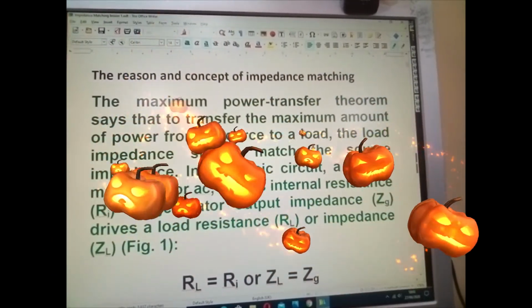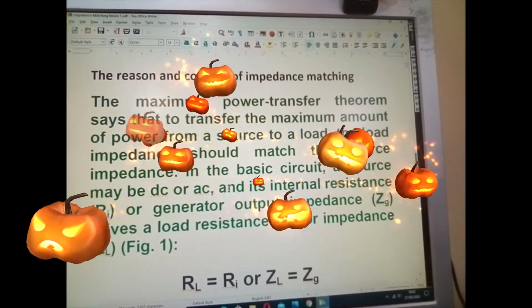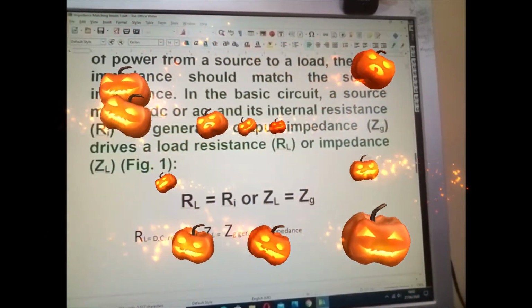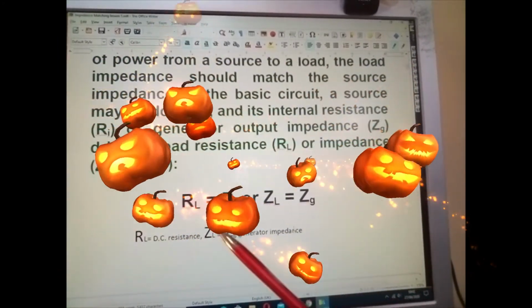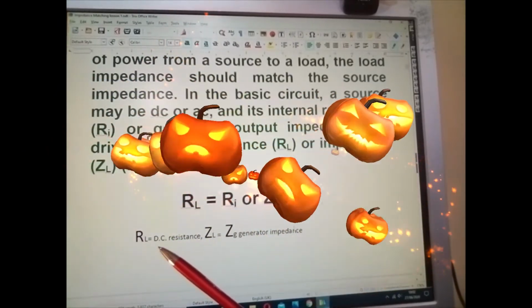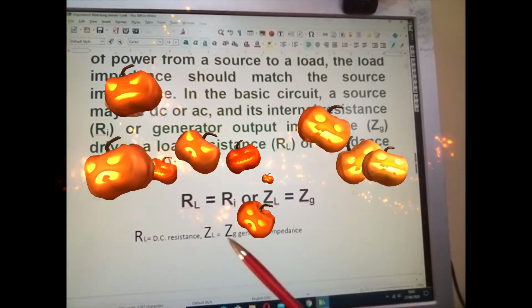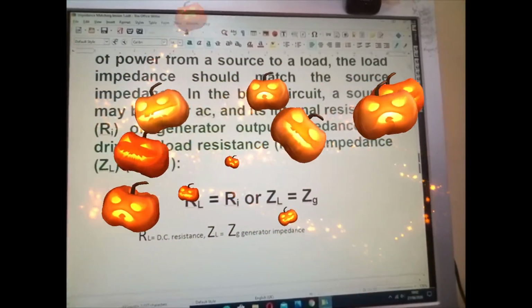Now again, do some additional reading for yourselves. And all I've done here is give you a formula. RL equals Ri or ZL equals Zg, and I've said here RL equals DC resistance, ZL equals Zg generator impedance.